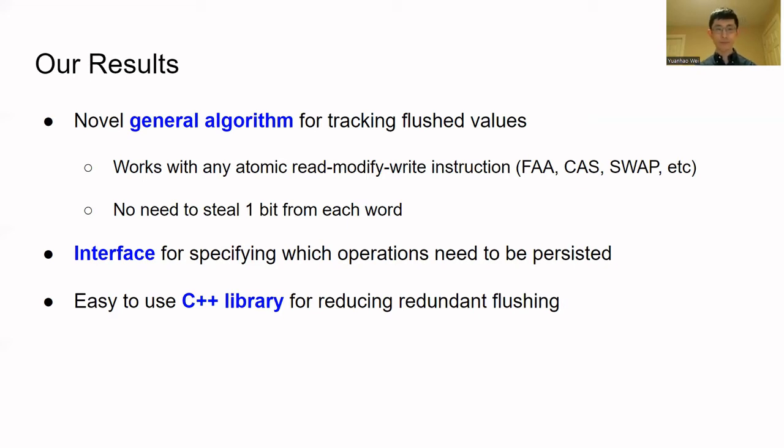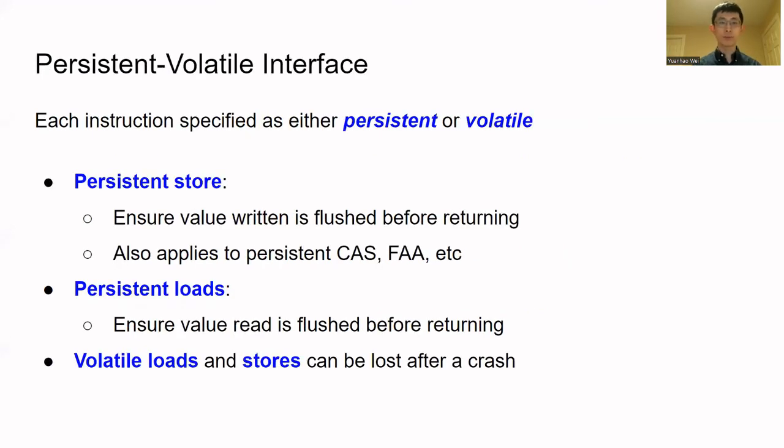We also define a high-level interface for persistent memory programming, and we package all of this into an easy-to-use C++ library. So traditionally, when people implement persistent data structures, they usually program directly with flush and fetch instructions. In this paper, we define a higher-level interface, which is more intuitive to use, and also allows for more optimizations under the hood to avoid redundant flushes.